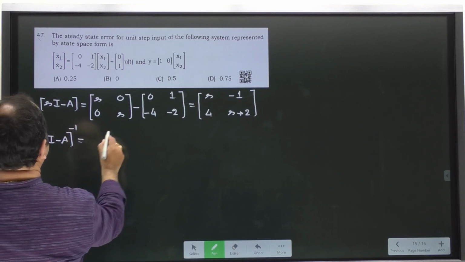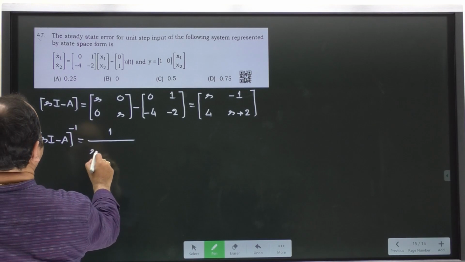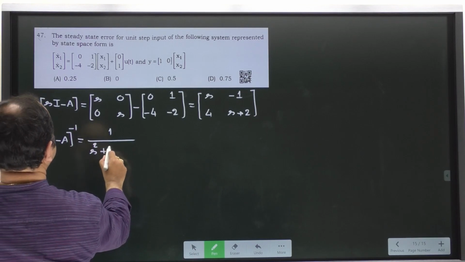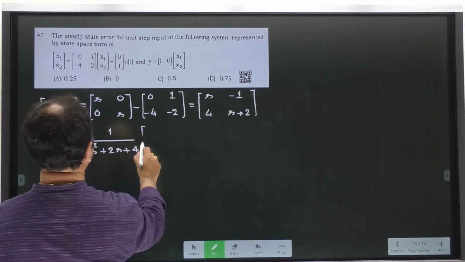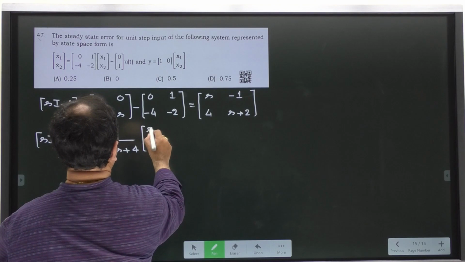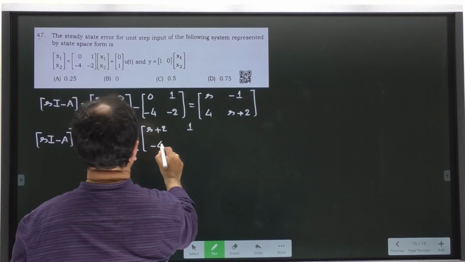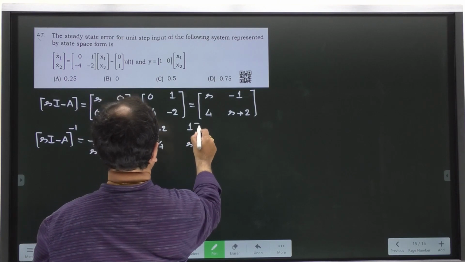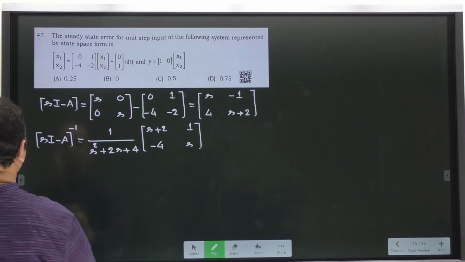Okay. The next step, (SI minus A) inverse is equal to 1 by S square plus 2S plus 4. This is the determinant. Adjoint: S plus 2, 1, minus 4 and S. This is the (SI minus A) inverse matrix.